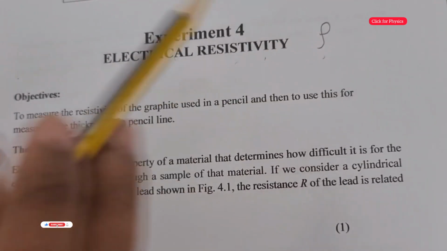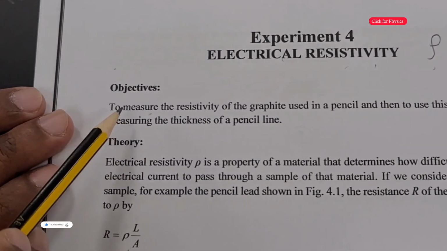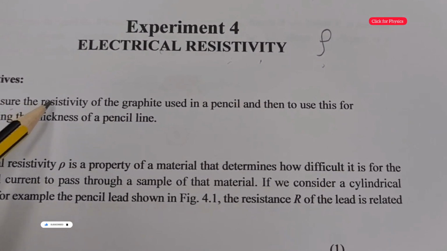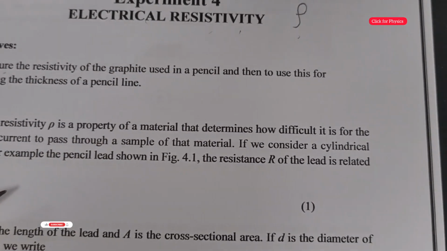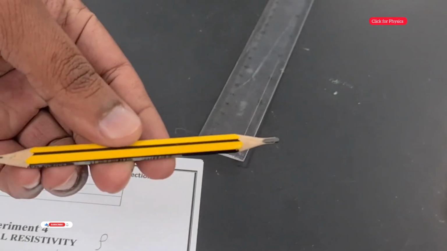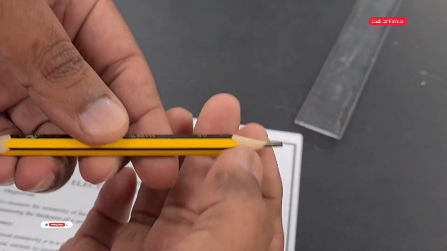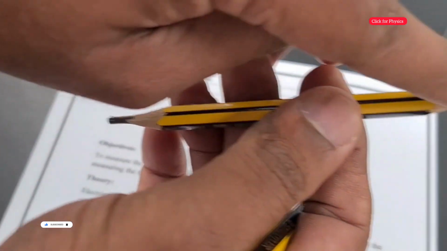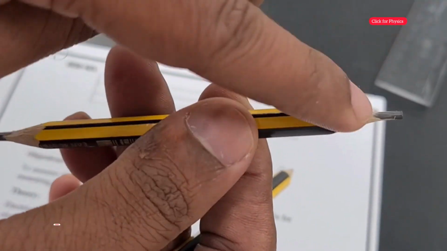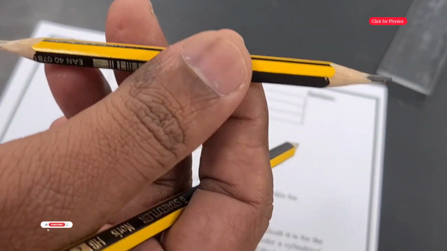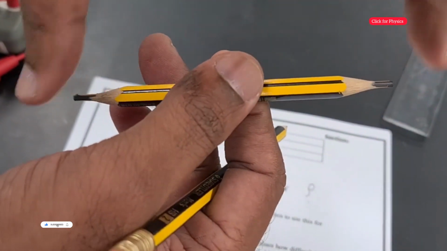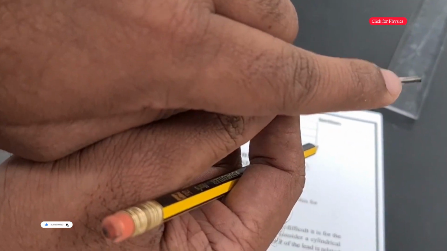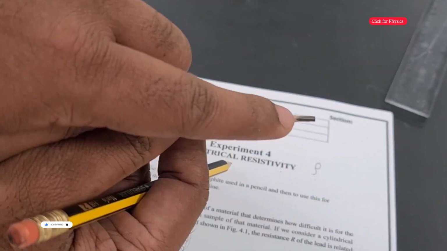So today, what is our objective? If you read our objective, we are going to measure the resistivity of the graphite used in the pencil. That means today we are going to use this pencil. If you look at the pencil, the black color is nothing but the graphite material. So we are going to find the electrical resistivity of this black color. The main apparatus is our pencil, and we are going to calculate the electrical resistivity rho of this pencil lead, which is black in color.